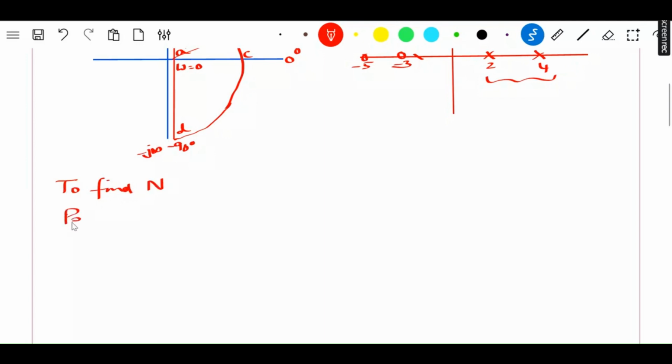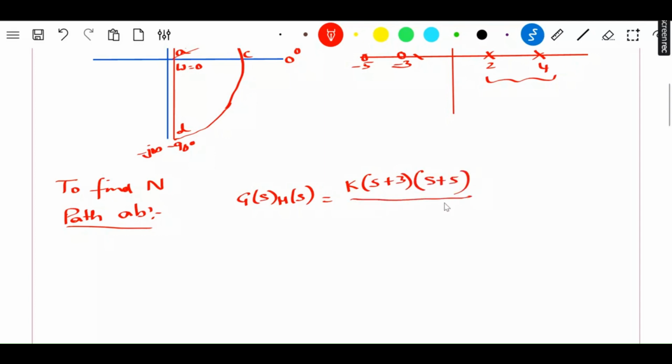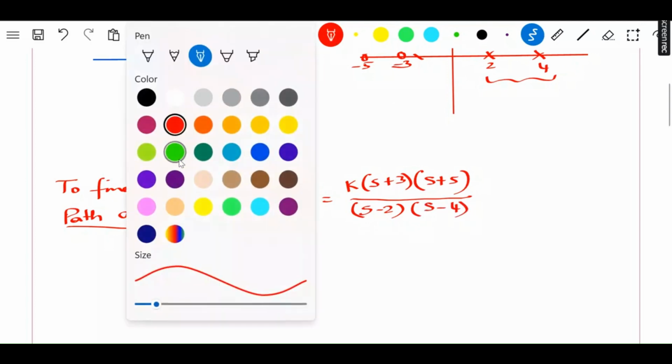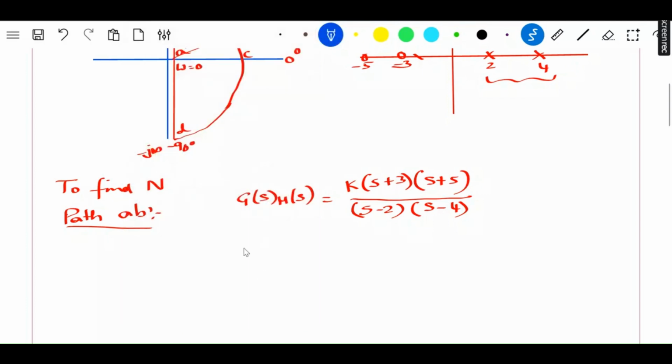So one is path AB. Let us first do it for path AB. Let us take the equation G of S into H of S, which is given as K into S plus 3 into S plus 5, divided by S minus 2 into S minus 4. Now let us write the magnitude and angle equation.